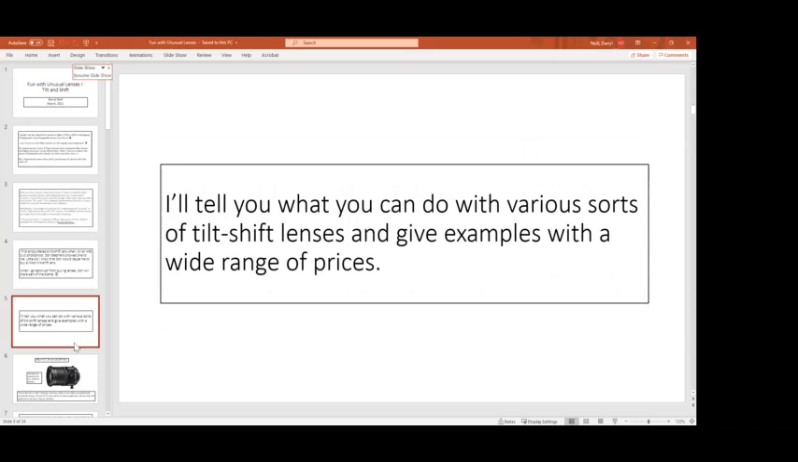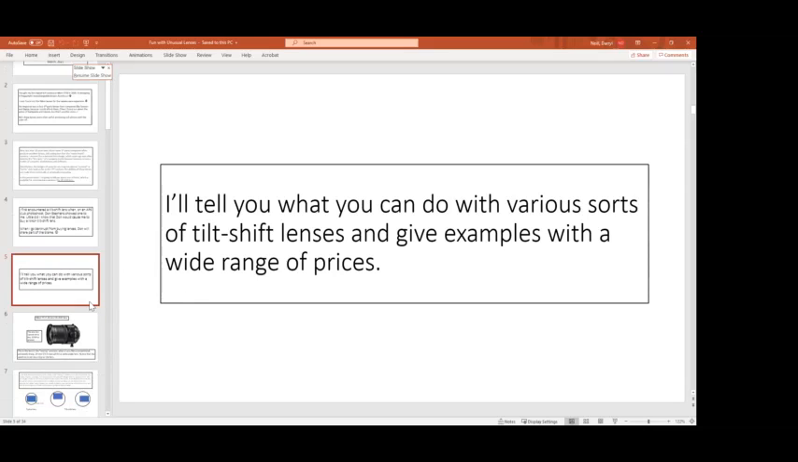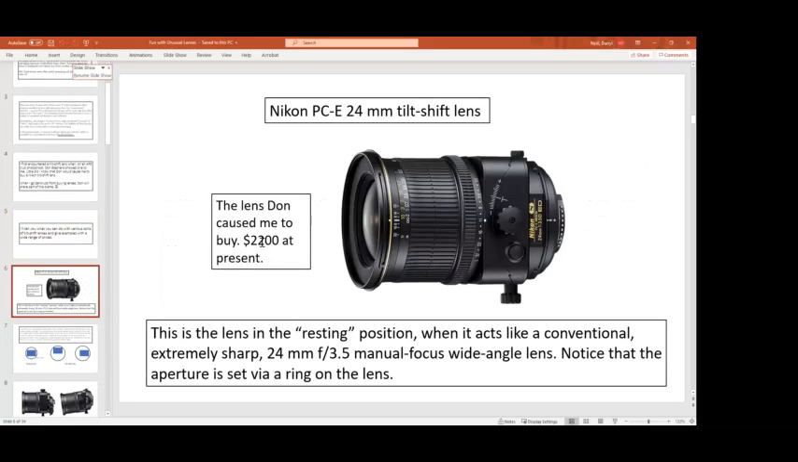So I'm going to tell you what you can do with various sorts of tilt shift lenses and give examples with a wide range of prices. This is the one I bought, $2,200 for this thing. And it is a Nikon PC. They don't call them tilt shift, that's Canon, they call them TS. Nikon calls them PC for perspective control, I think it is.